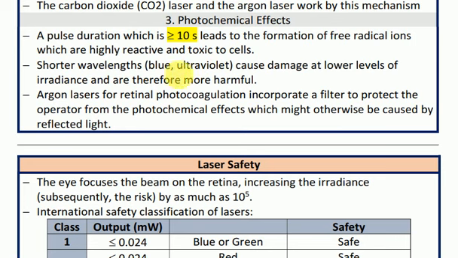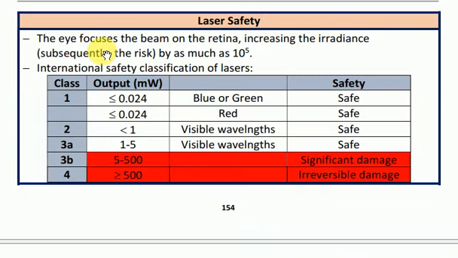Shorter wavelengths like blue and ultraviolet cause damage at lower levels of eye radiance and are therefore more harmful. Argon lasers for retinal photocoagulation incorporate a filter to protect the operator from the photochemical effects which might otherwise be caused by reflected light. Laser safety. The eye focuses the beam on the retina, increasing the retinal irradiance, and subsequently the risk, by as much as 10%.